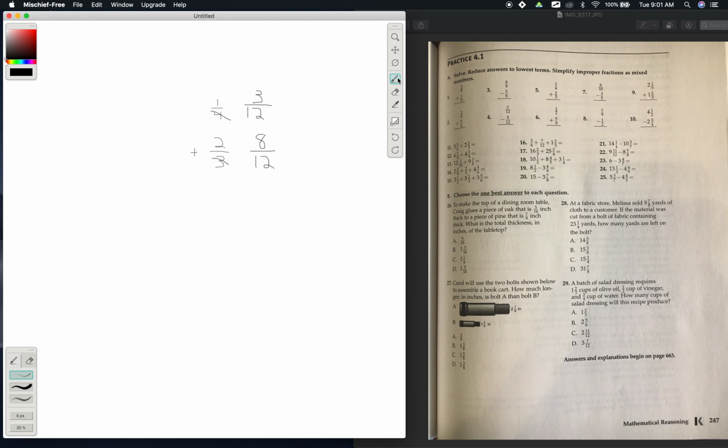Again, since I'm writing everything out, it seems like a really long process, and it's good to know how to write it out, but if you can do this in your head, so much quicker. Okay, so that was addition, right? So 8 plus 3 is 11, and since these are the same, we just bring down the 12, okay? And your answer is 11 over 12 for number 5.